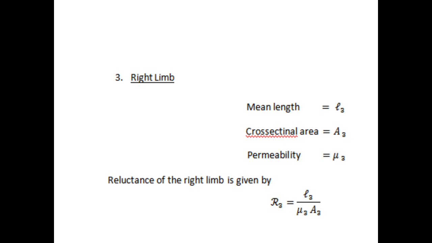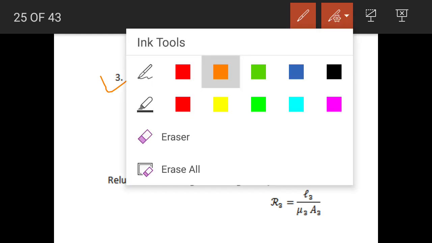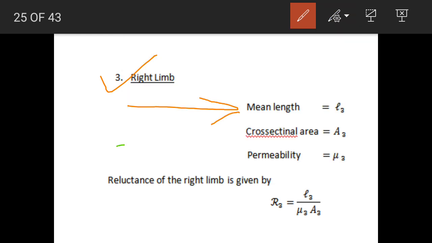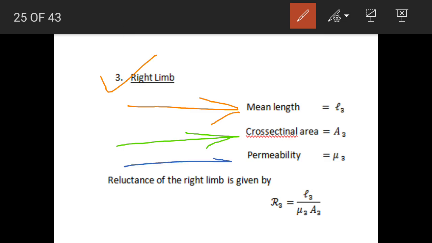We consider material number 3, which is known as the right limb of the parallel magnetic circuit. The mean length of this material is L3. The cross-sectional area of this material is A3, and the permeability of this material is mu3. So we can calculate the reluctance of this material with the help of this particular equation. R3 will be equal to L3 over mu3 A3.